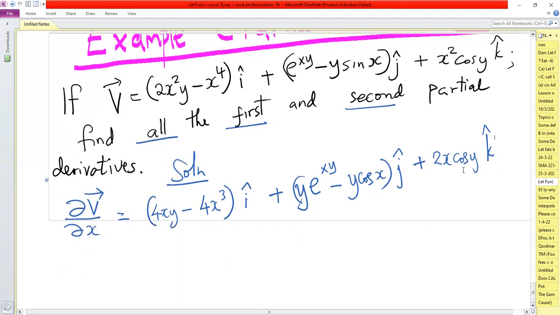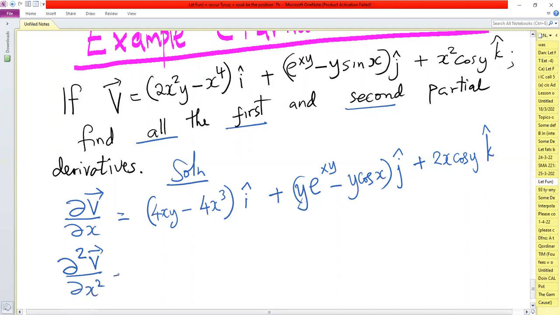So that becomes the solution of the partial v partial x. And we can as well now go to the second partial derivative of v with respect to x, which is the same as partial x of partial v partial x, which is, now we are differentiating this first solution. 4xy will give us 4y, minus 4x to the power 3 will give us 12x to the power 2.